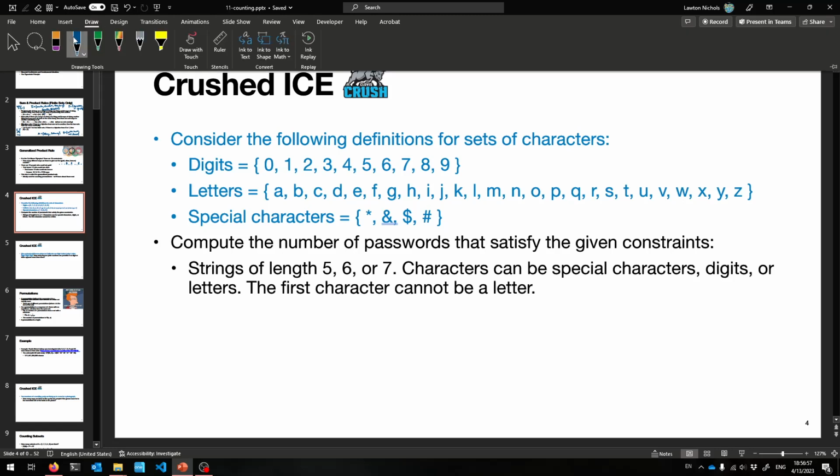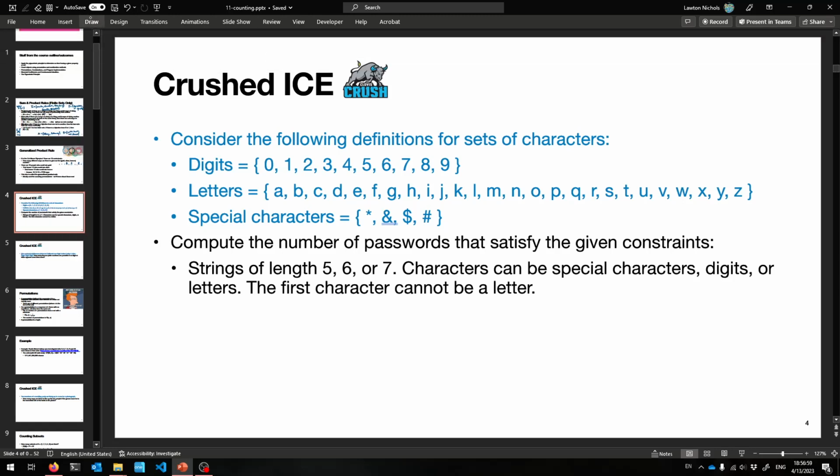Okay, so assuming you gave it a try, here's kind of what I'm thinking. Let's enumerate how many possible passwords of length 5 there are. So let's call that the length 5 set. This will be the set containing all the passwords of length 5, and we only really care about its size. So you have to pick a first character. The first character can't be a letter, so it could be a digit or a special character.